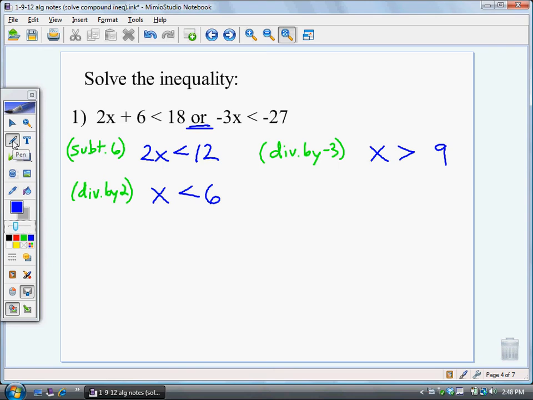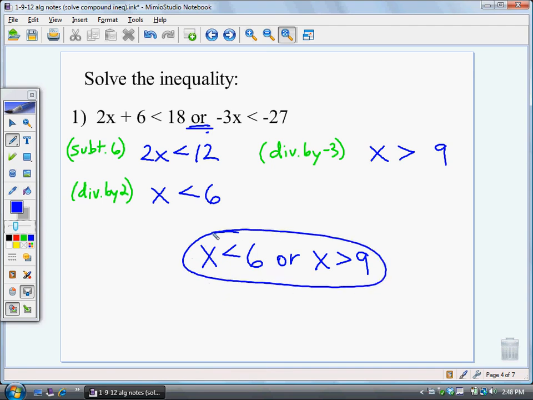And I can write my answer. And I need to have two inequalities. X is less than 6, and then I make sure I put the word or, x is greater than 9. And then if you needed to show that on a number line, you could do what we just did on the previous page.